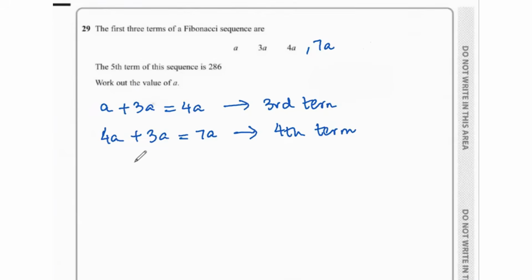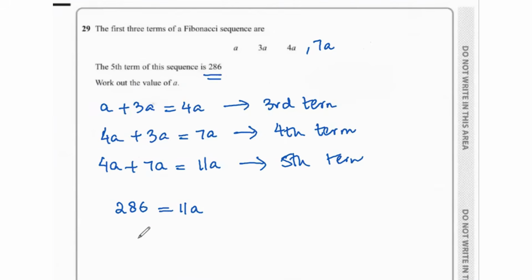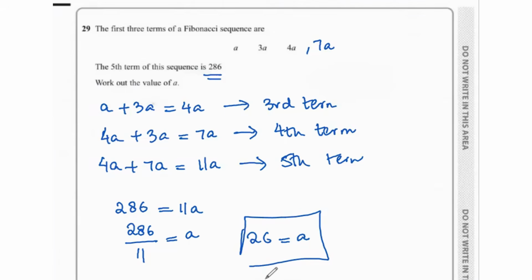Fifth term would be 4A plus 7A, which is 11A. This is your fifth term. And the question says that the fifth term is 286. We have to work out the value of A. 286 equals 11A. 286 divided by 11 equals A, which is going to give us 26. That is your value of A.